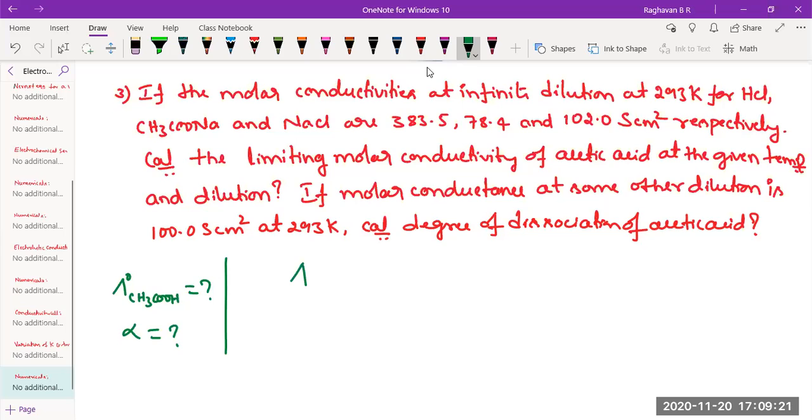So if you want lambda naught of acetic acid, it is lambda naught of sodium acetate plus lambda naught of HCl minus lambda naught of NaCl. So HCl is 383.5 and sodium acetate is 78.4.